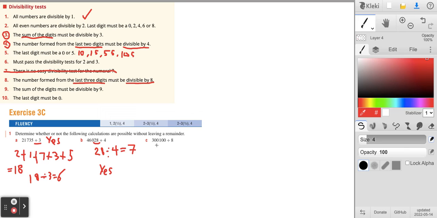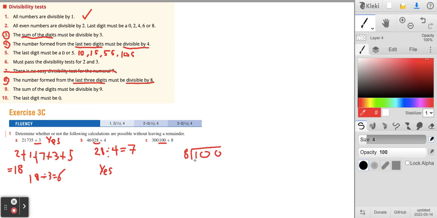Let's try C. This one is being divided by 8. For 8, the number formed from the last 3 digits must be divisible by 8. Currently I have 300,100. The last 3 digits are 100. So I am going to be doing 100 divided by 8. So I set up my division equation: 8 into 100.